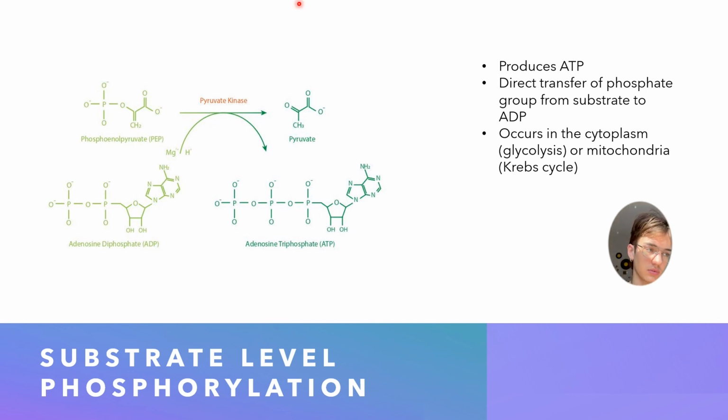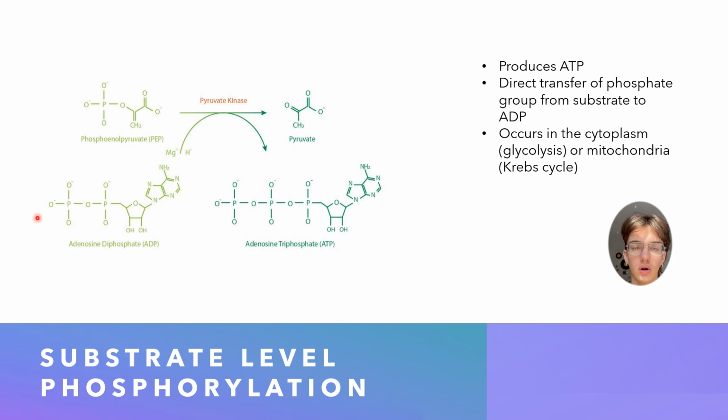In this example here, this molecule, phosphoenolpyruvate, is a phosphorylated molecule that is converted to pyruvate through pyruvate kinase. The phosphate on the phosphoenolpyruvate is donated to the ADP, which becomes ATP through this reaction.